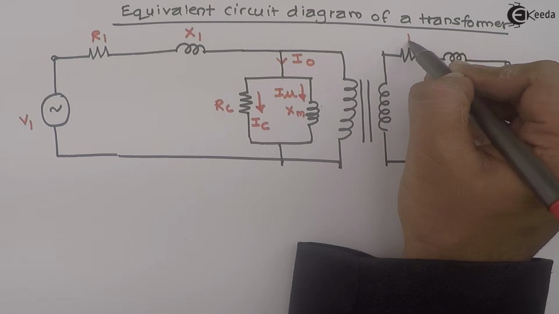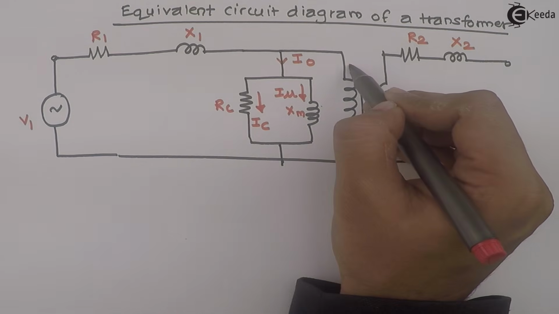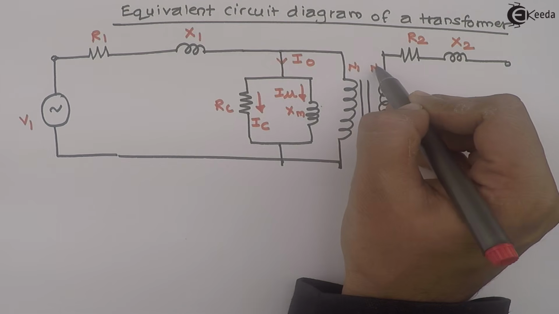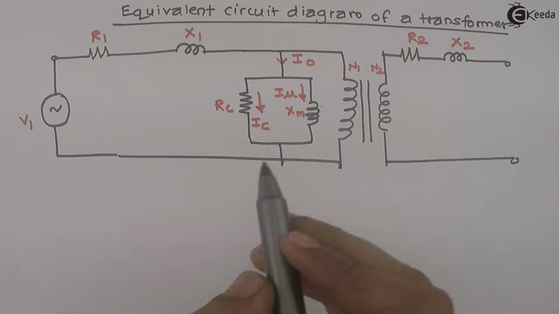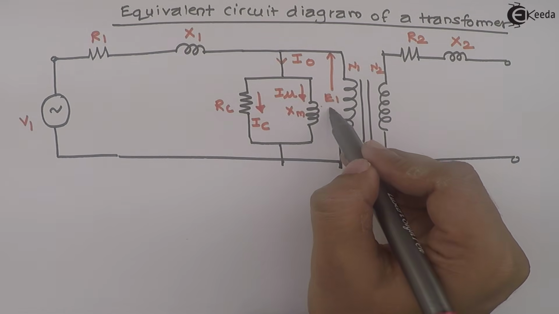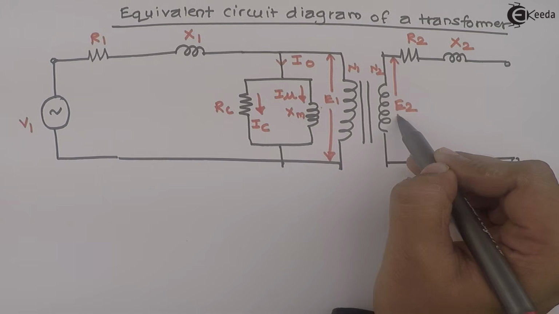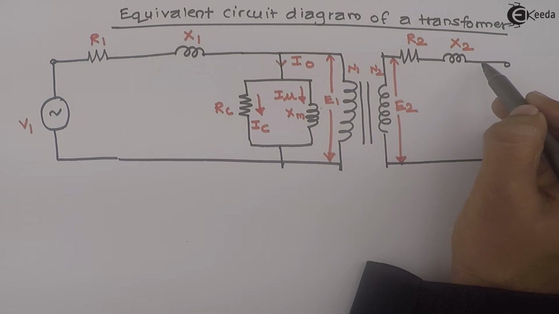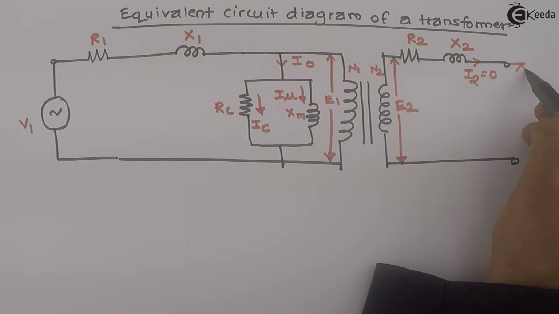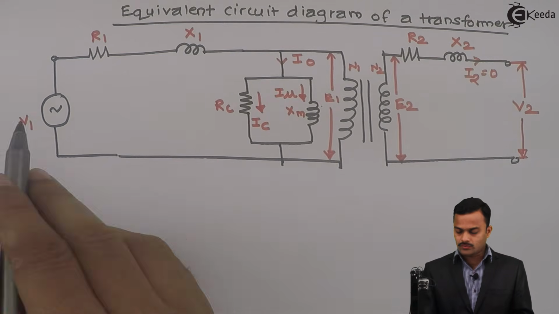Here, secondary winding resistance, secondary winding leakage reactance, N1 number of primary turns, N2 number of secondary turns, E1 primary side induced EMF, E2 secondary side induced EMF. Right now I2, the secondary current, is 0, and V2 is the terminal voltage of a transformer. So let's list out all this.